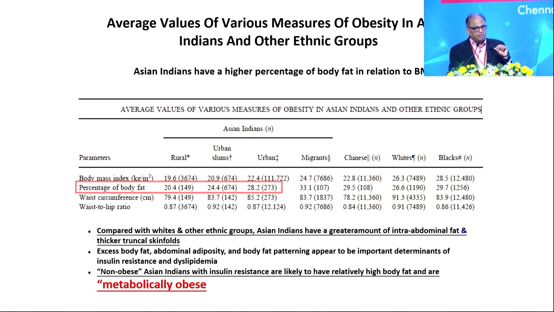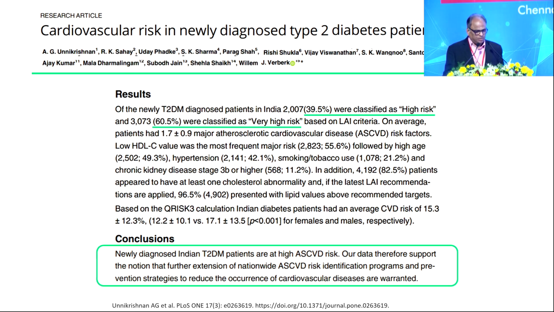So our patients are metabolically obese, so anything that can help in reducing the waist circumference, anything that can reduce the ectopic fat is going to be a great benefit in insulin resistance, in cardiovascular disease, and even otherwise, even the chronic kidney disease as well.